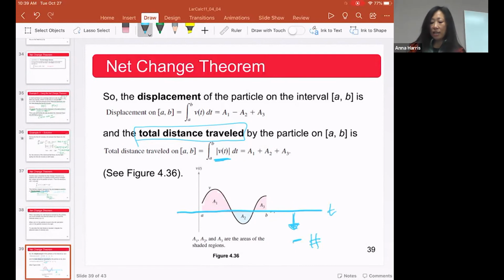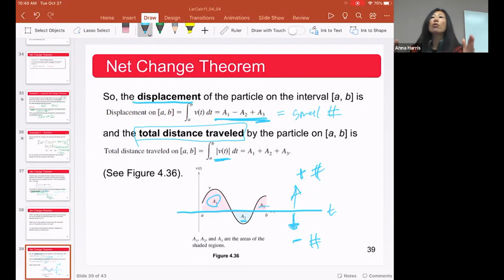And above the t-axis is a positive number. So if you just look at the displacement, the net change, you cancel out. The negative and positive can cancel out like this over here. All right, so A1 is a positive, but A2 is a negative because it's under the t-axis. Okay, and A3 is a positive. So when you look at the displacement, you get the smaller number because you cancel out some of them.